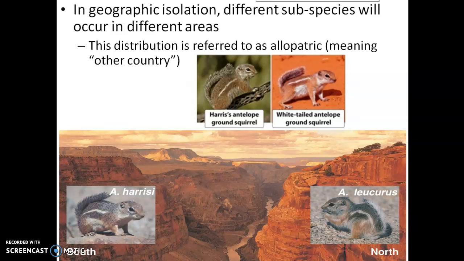So what happens is when these guys mate, they actually can't. Their chromosomes are not shaped correctly anymore. So the northern rim antelope squirrel, which is the white-tailed one, and the Harris antelope ground squirrel, which is on the southern rim, can no longer mate and actually produce fertile offspring. Even though they look exactly the same in my opinion.